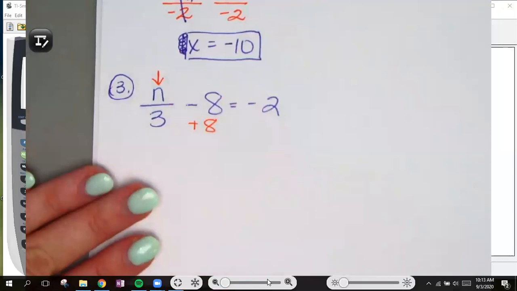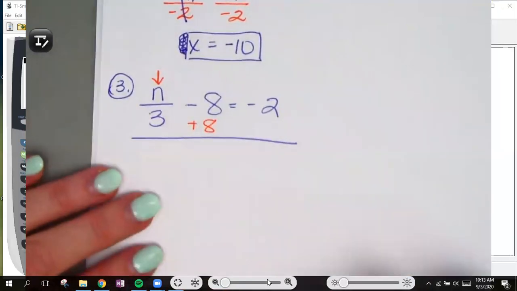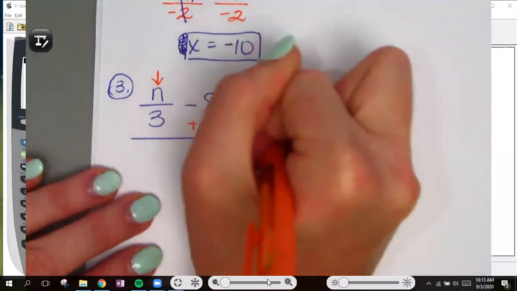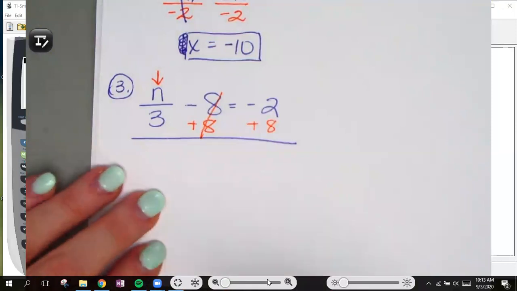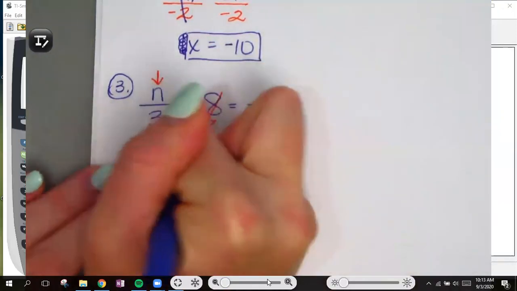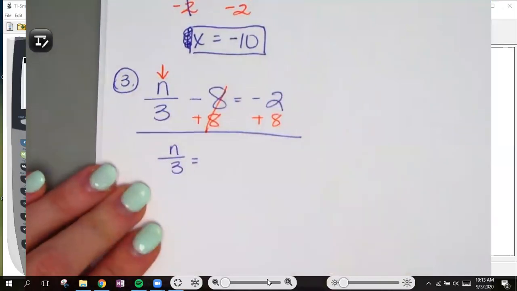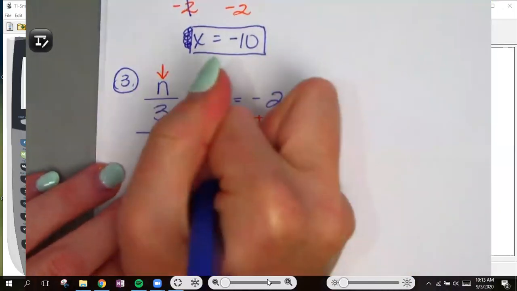Okay, those cancel each other out. But if I do it to one side, I gotta do it to the other side. Positive 6. Okay. Wait, what is it? Positive 6. Good. It's just like subtracting. I see that as like 8 minus 2. So that's 6.